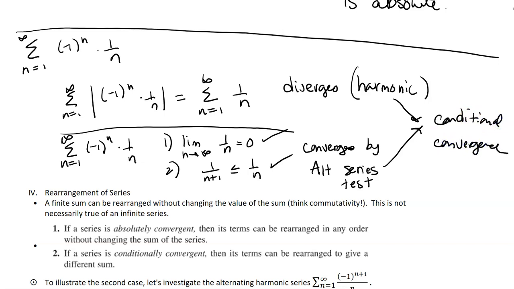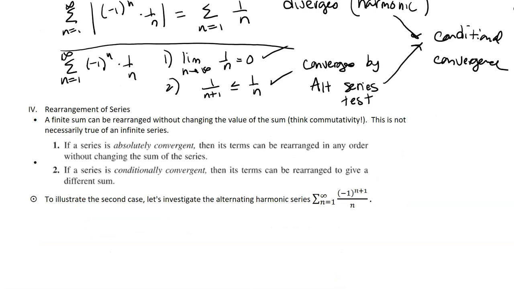It is not absolute. Now, why we're interested in this is because a finite sum can be rearranged without changing the value of its sum. So this is kind of like related to the commutativity idea. In fact, it's exactly the commutativity idea of addition. It doesn't matter which order you add terms in, you still get the same sum for a finite sum.